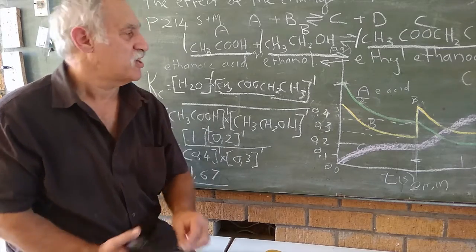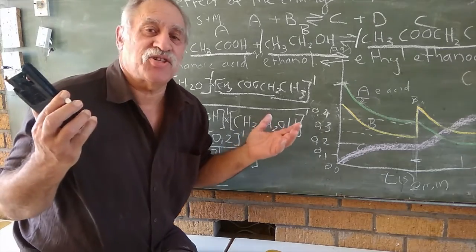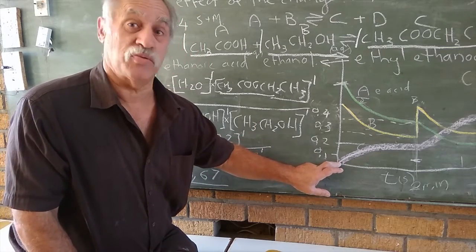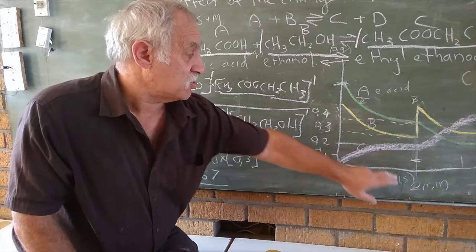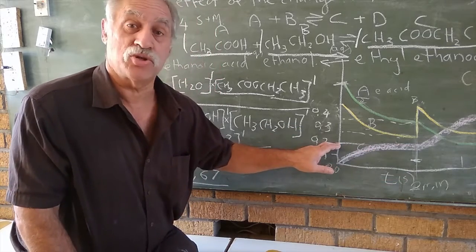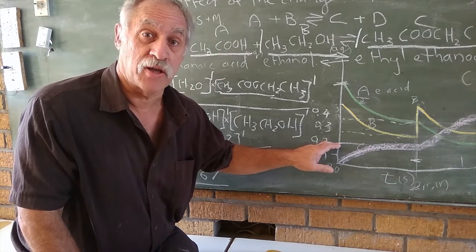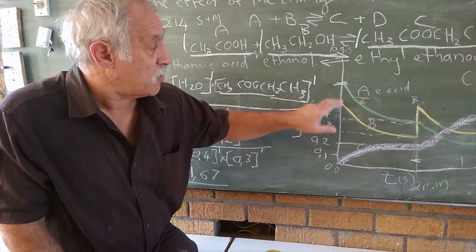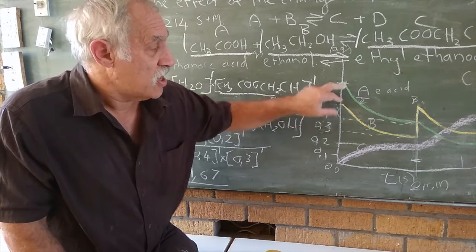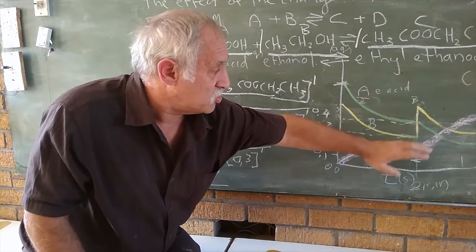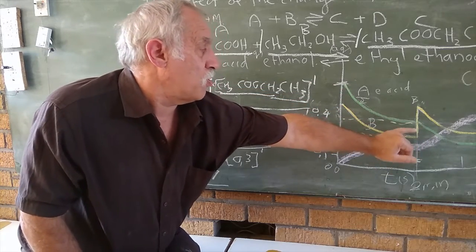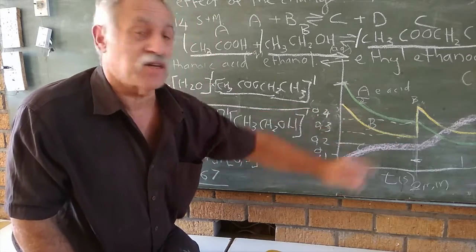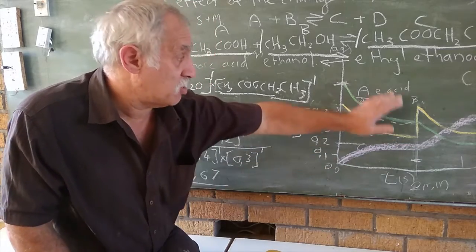I love graphs. They basically tell us a story. Once upon a time there was a product. At time 0, there was no product. And after 2 minutes, there was 0.2 moles per decimeter cubed of product. And then there was a high amount of acid and alcohol. And after 2 minutes, there was 0.4 moles per decimeter cubed and 0.3 of our acid and our alcohol respectively. That's what our graph is telling us.